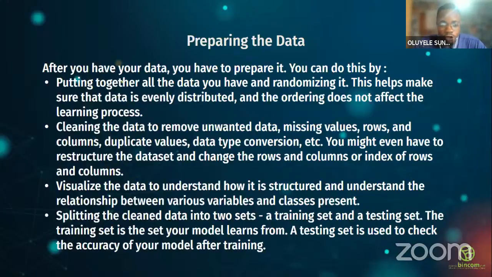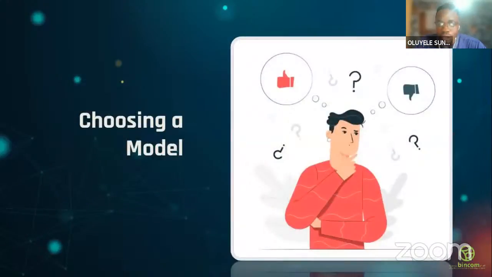One of the things that is normally done is splitting the data. You need to create a training set and a testing set to avoid overfitting and underfitting. Then comes choosing a model. There are tons of models available in machine learning. We have linear regression, we have logistic regression. It actually depends on the kind of problem you are trying to solve.